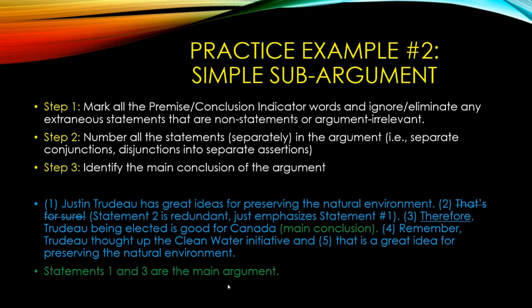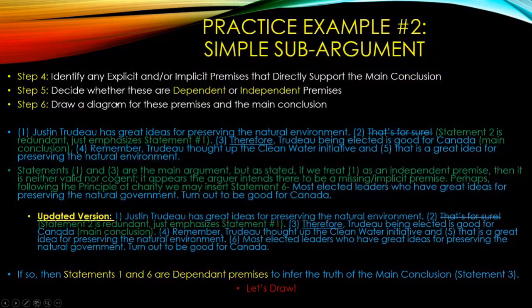And he's saying, yep, Trudeau being elected is good for Canada. That's the main conclusion of the main argument. Now, in step 4, we identify, well, what are the explicit or implicit premises that directly support that main conclusion? Well, Trudeau thinking up the Clean Water Initiative, statement 4, well, okay, that doesn't help us determine that Trudeau being elected is good for Canada. Statement 5, and that is a great idea for preserving the natural environment. Okay, well, that doesn't get us to Trudeau being elected is good for Canada.